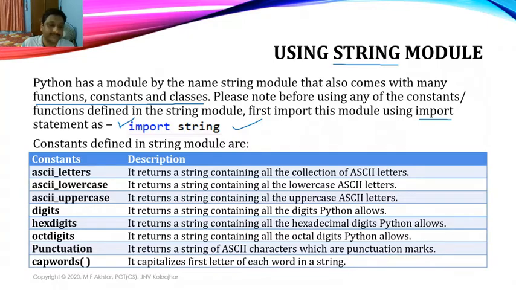ASCII letters returns a string containing the collection of all ASCII letters. Then ASCII lowercase and ASCII uppercase will display all the ASCII characters in lowercase and uppercase respectively. Then digits will display all the ASCII digits. Hex digits means the hexadecimal number system, which has a total of 16 digits, and it will display them. Oct digits are the octal number system digits, a total of 8 digits. Punctuation will display all the punctuation marks available in the ASCII character set.